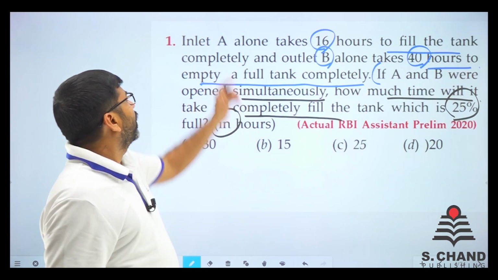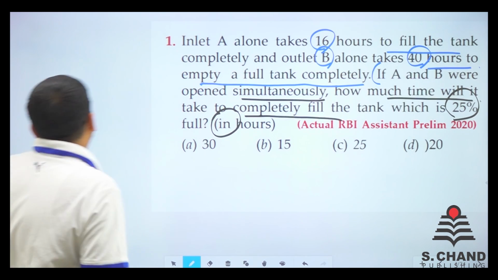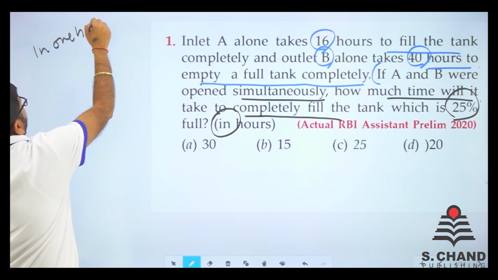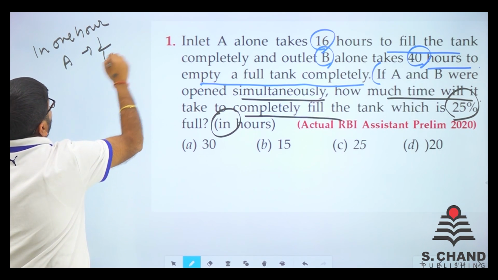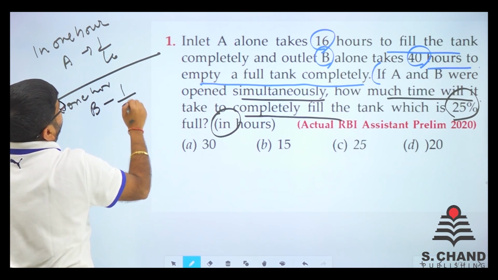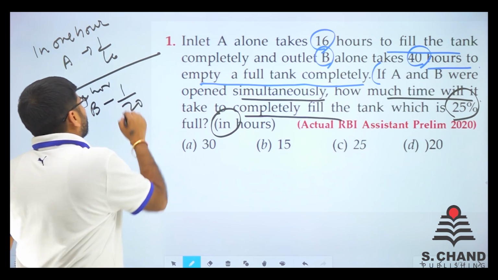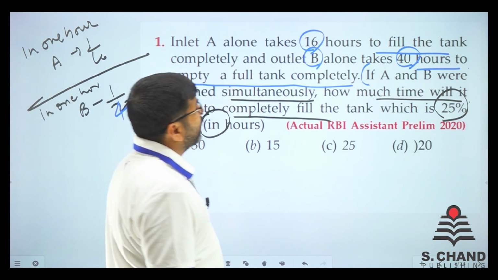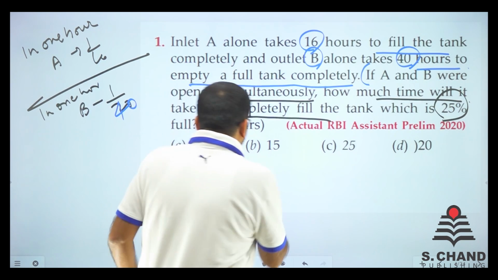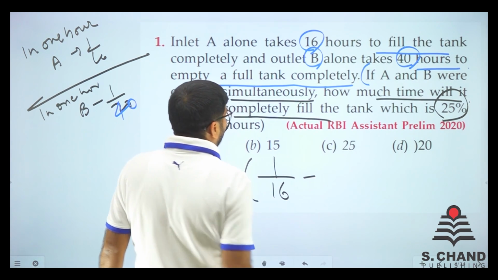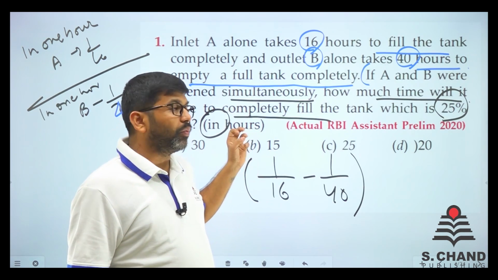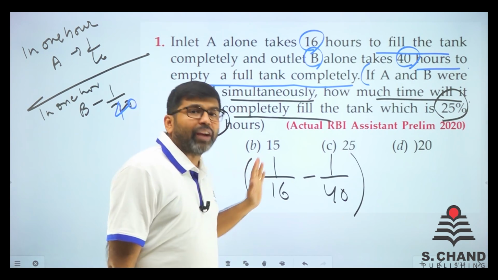Now, if A alone takes 16 hours, in 1 hour A will fill 1 by 16. In 1 hour, B will empty 1 by 40. Now A and B are opened simultaneously, so there was a formula: 1 by 16 minus 1 by 40 is what we need, for whatever is filled in 1 hour.